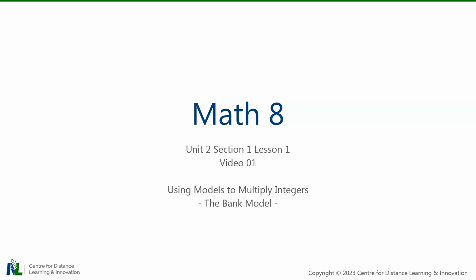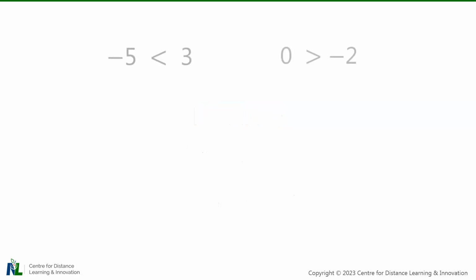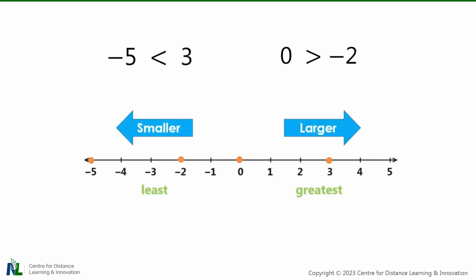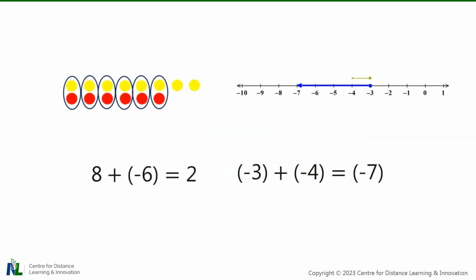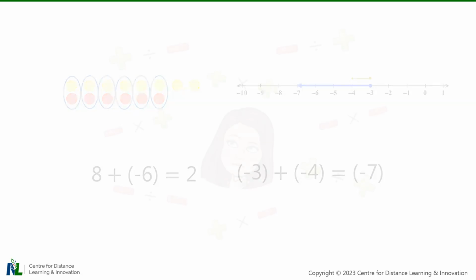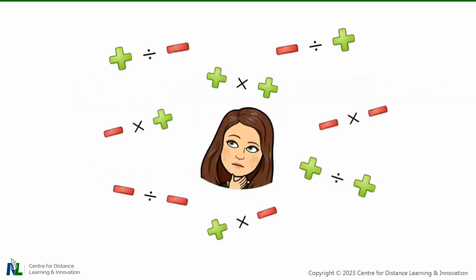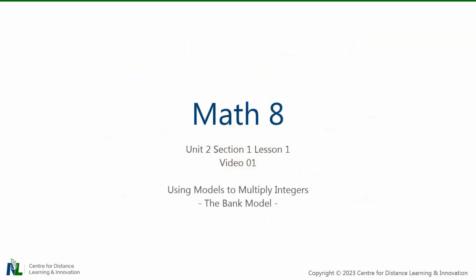This is Ms. Clemens-Brenton, and in this unit we'll be learning to multiply and divide integers. In previous grades, you compared and ordered integers and placed them on number lines. You also learned to add and subtract integers concretely, pictorially, and symbolically. We will now extend our knowledge to multiply and divide integers in similar ways to eventually generalize rules for determining the signs of products and quotients. The focus of this video is using the bank model to multiply integers.